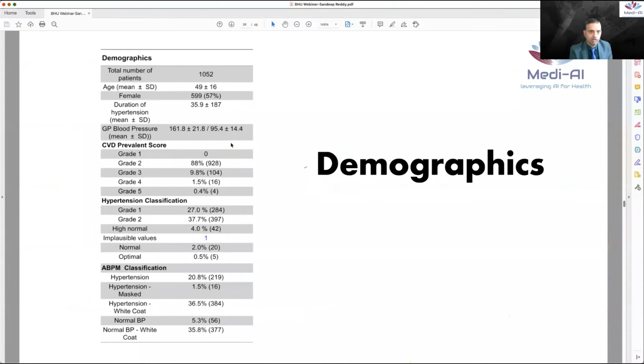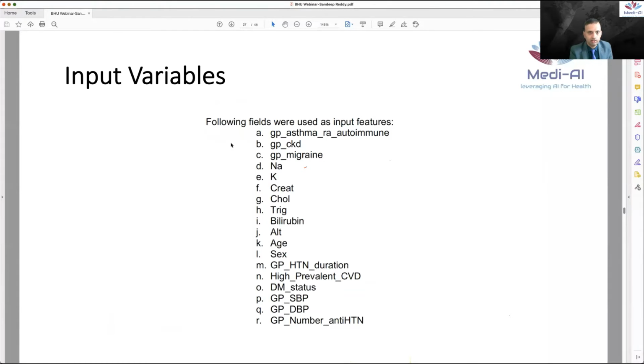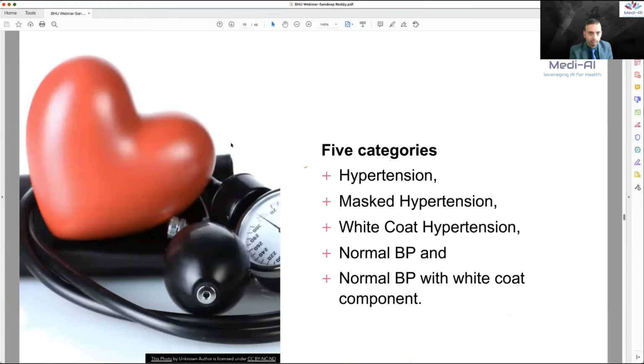First, as you may have realized from previous slides, we need data in order to train the AI model. The data that we were provided included demographics, the cardiovascular disease risk score, the different classification grades of hypertension, and classification of ambulatory monitoring of blood pressure. And then we vectorized the data. In other words, we mathematized the data, converting it into numbers, and then we placed the results that we wanted to get from the model.